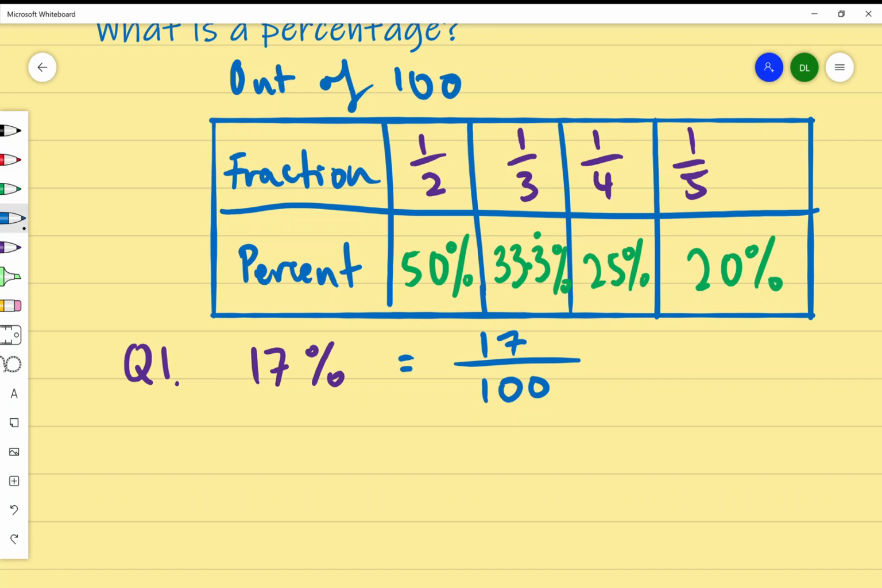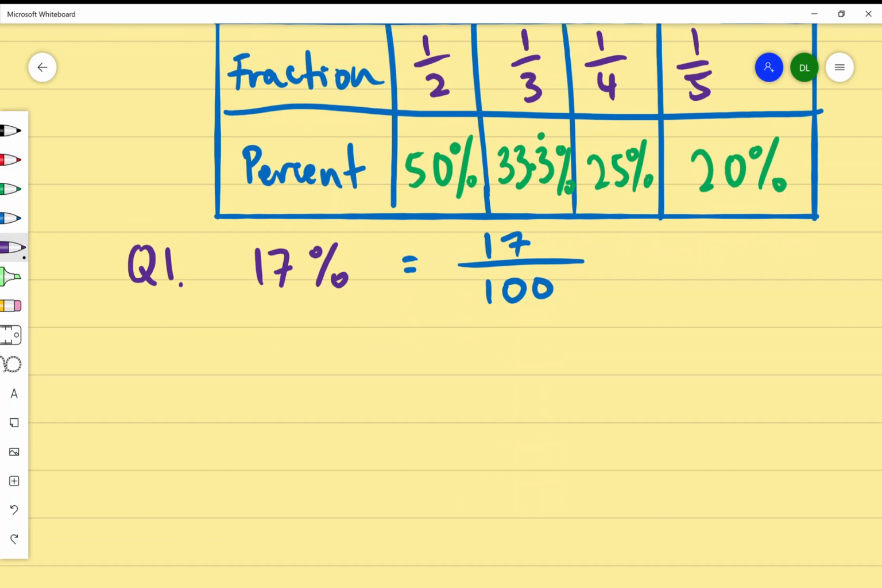Good. The top number is a prime number, which means only 1 and 17 go into it. We can't simplify from there. Let's do another question. Question 2. Also copy this down. Thank you very much.